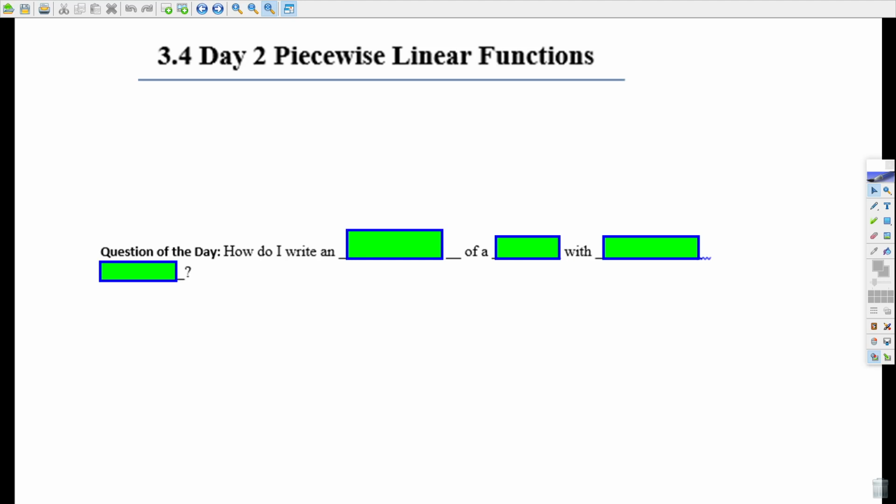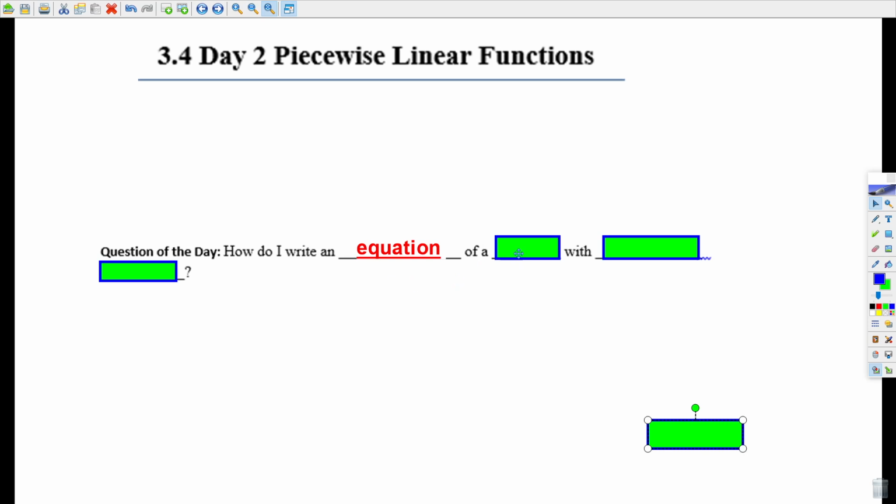So now we're going to move on to day 2 of 3.4. It should also be fairly short. We're only going to basically do one problem, and we're just going to do the same thing over and over like we did in 3.4 day 1. It's the same kind of thing, but slightly different. We're going to be working with something called piecewise functions, something new here.